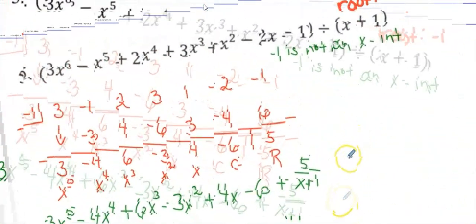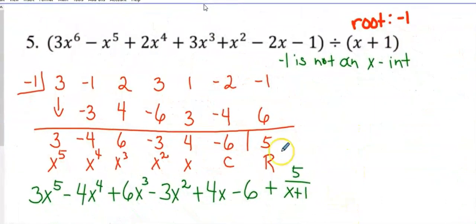Okay, so you should have set up your coefficients as 3, -1, 2, 3, 1, -2, and -1. And then the -1 goes in the box here, bring down the 3, and so on. And you should have gotten this green answer as your answer. And you can see we did have a remainder of 5. So we put that over x plus 1, which having the remainder of 5 means -1 is not an x-intercept.